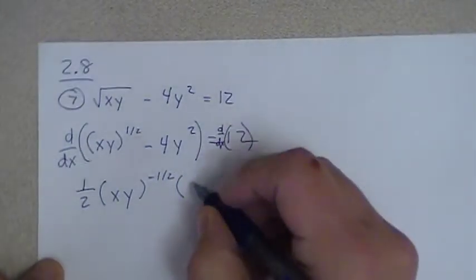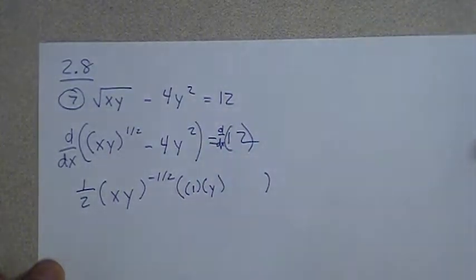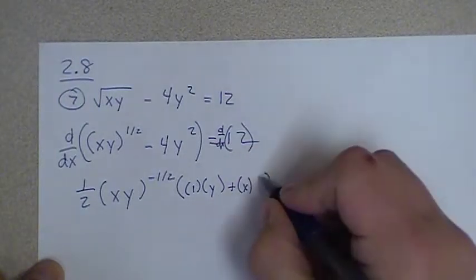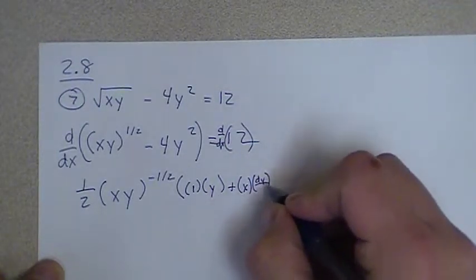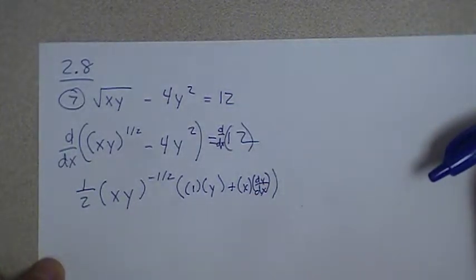And the product rule says take the derivative of the first function, multiply by the original second function, and then add to that the original first function times the derivative of the second function. And the derivative of y with respect to x is dy/dx.